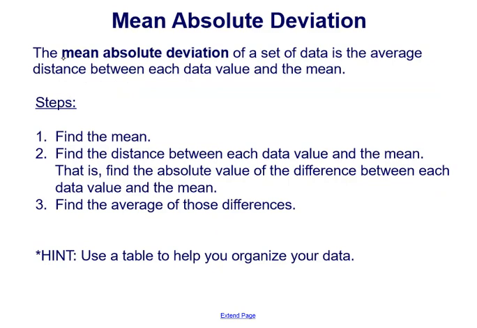The mean absolute deviation of a set of data is the average distance between each data value and the mean. So the steps to calculate that number would be: one, finding the mean; two, finding the distance between each data value and the mean, which is finding the absolute value of the difference between each data value and the mean; and three, finding the average of those distances. A great idea would be to use a table to help organize this data, because especially in the second step there can be a lot more numbers mixing in with the other numbers you already have.